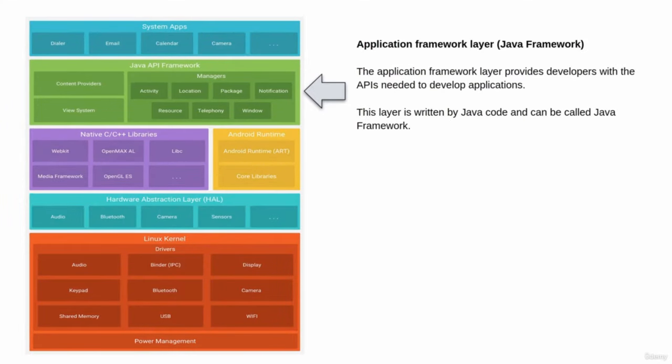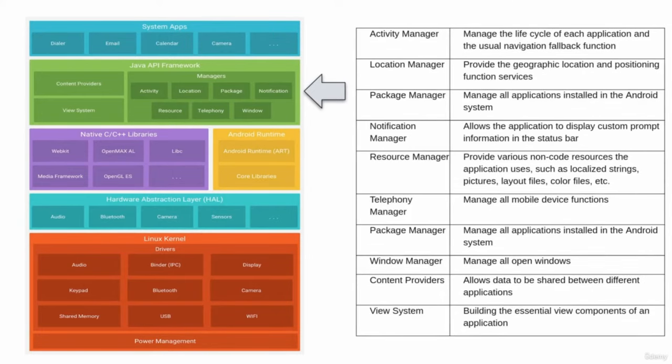The application framework layer provides developers with the APIs needed to develop applications. This layer is written in Java, and it can also be called the Java framework. But nowadays, there are some framework codes written in Kotlin as well. We usually develop the Android applications that can call the APIs provided by this particular layer. Let's look at the main components provided by the application framework layer.